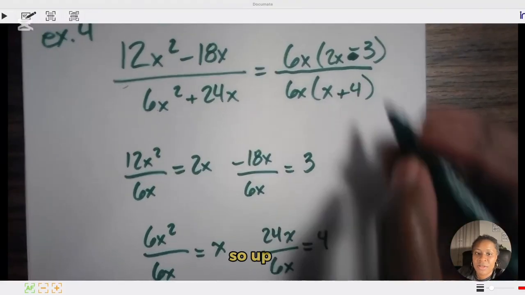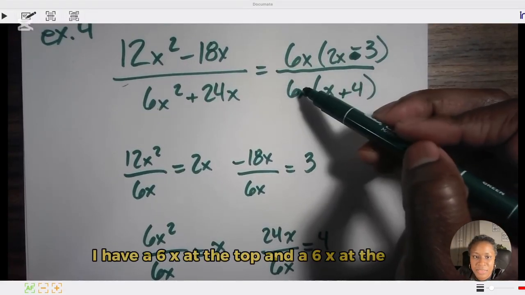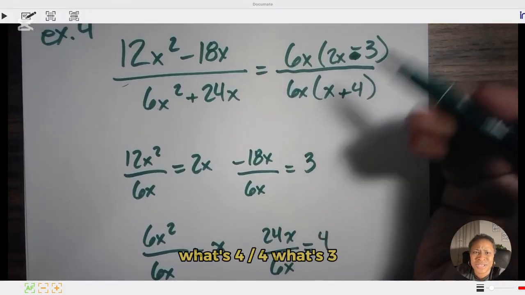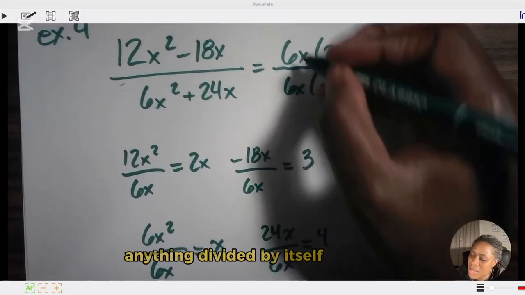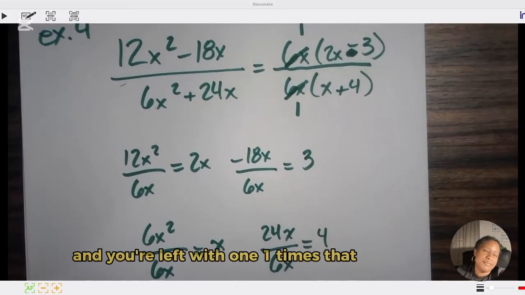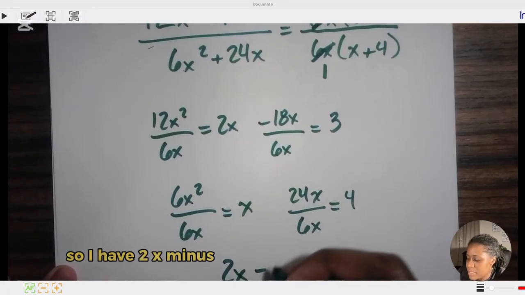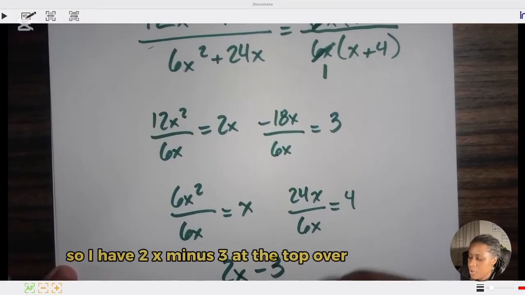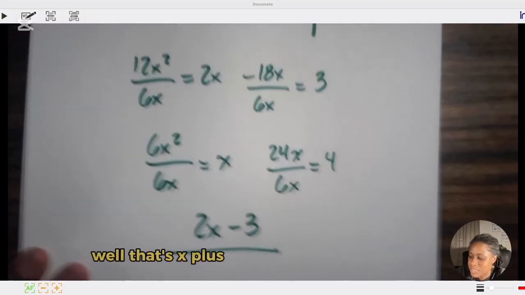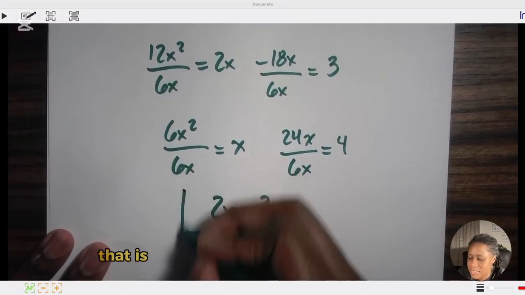All right. So up here, I have 6x at the top and a 6x at the bottom. What's 6x divided by 6x? What's 4 divided by 4? What's 3 divided by 3? Anything divided by itself cancels out, and you're left with 1. 1 times that is 2x minus 3. So I have 2x minus 3 at the top over 1 times x plus 4. Well, that's x plus 4 at the bottom. And yeah, that is simplified.